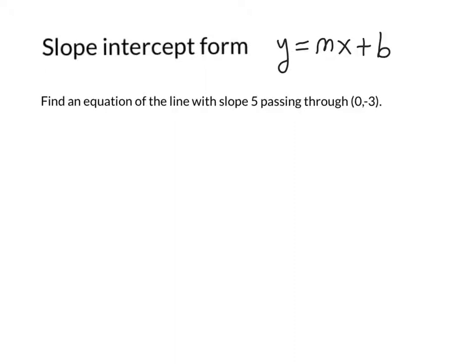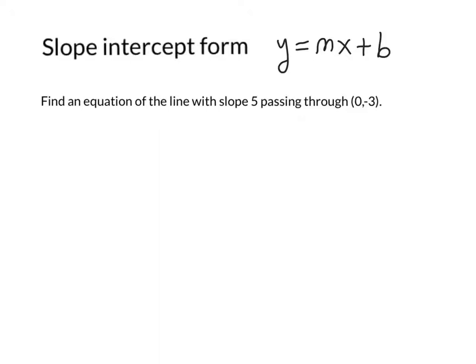Welcome back. Let's talk about slope-intercept form, which is the form of a line y equals mx plus b. In this formula we have two big parts, m, which is our slope, and b, which is our y-intercept.